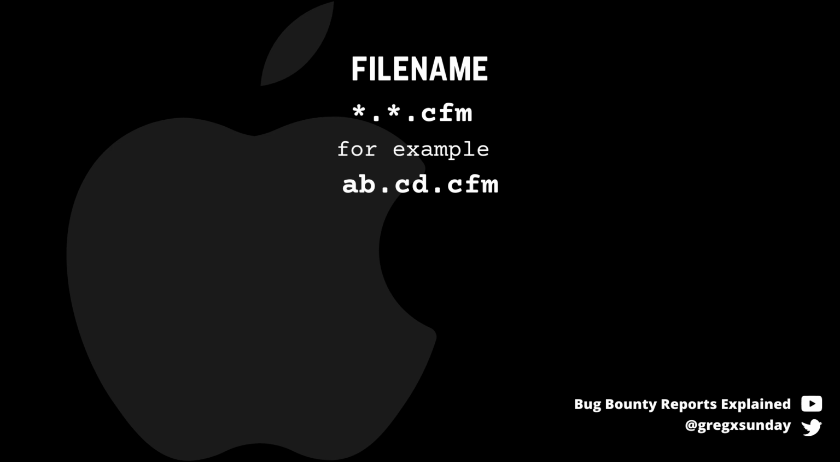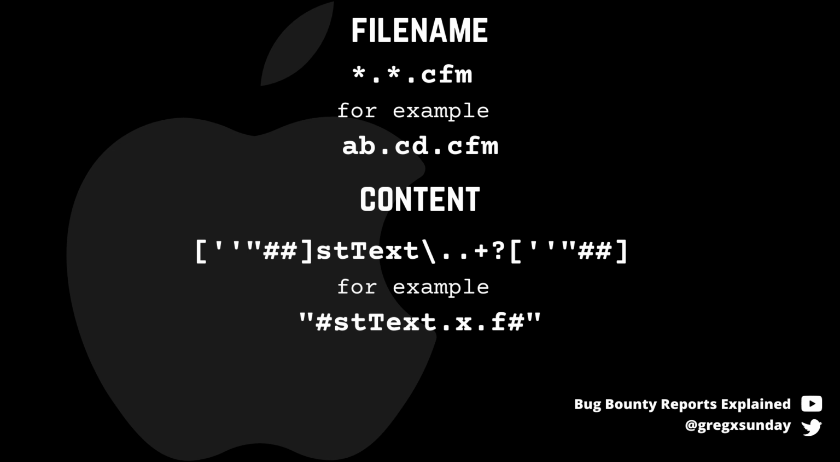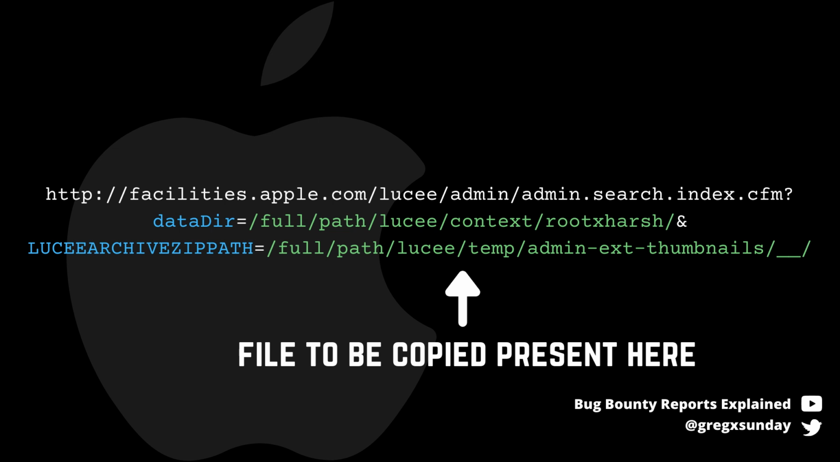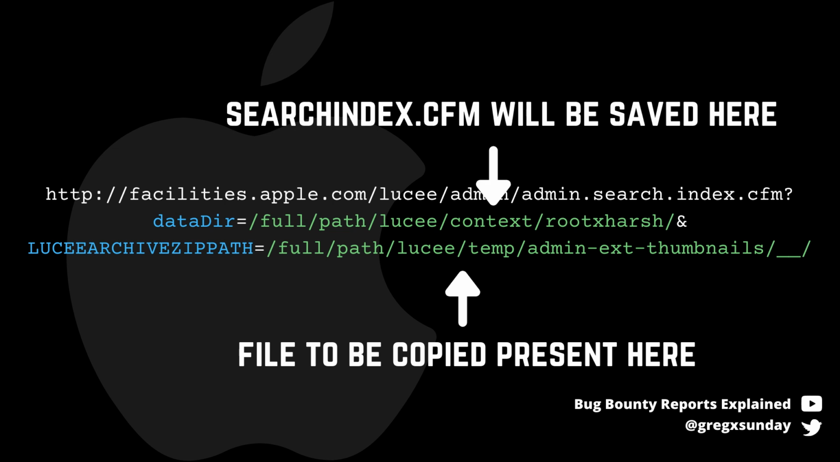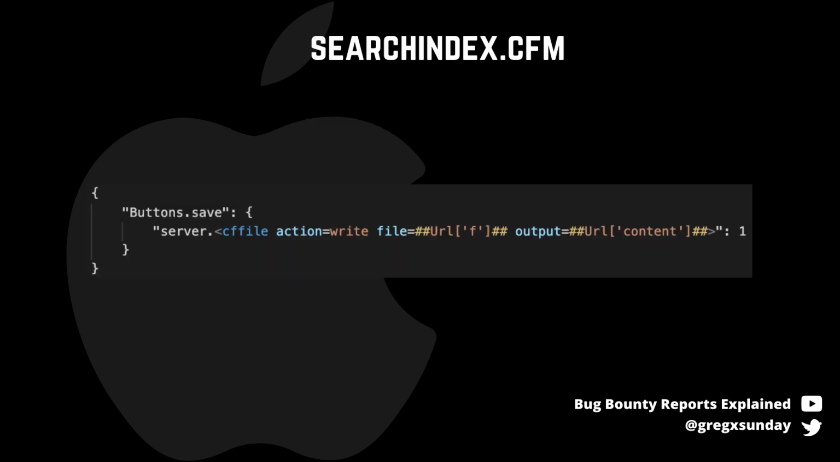But if you had a file whose name matched this expression and contents that matched this regex, and you would upload it to a directory pointed to by this parameter, the name of this file would be saved inside the searchindex.cfn file inside the data.dir directory. The file name would be saved inside JSON that's nested in the CFN file. This allows you to put the CFML tags inside the name of the file.